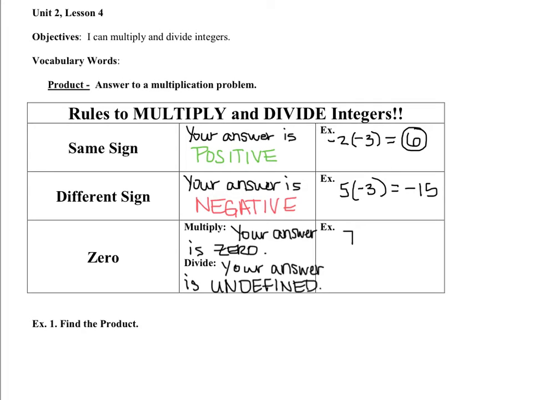And here's an example of multiplying by 0. 7 times 0 is just 0. But 7 divided by 0 is undefined, and they use undef as the abbreviation for undefined. You can't divide something by 0 parts. You can't take a whole pizza and say, hey, I'm going to share it between 0 people. It just doesn't work.